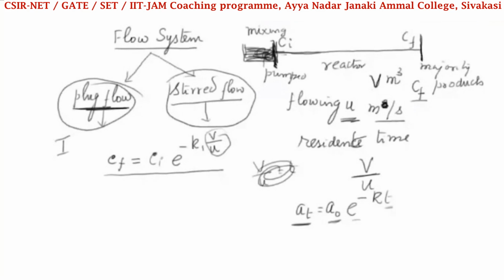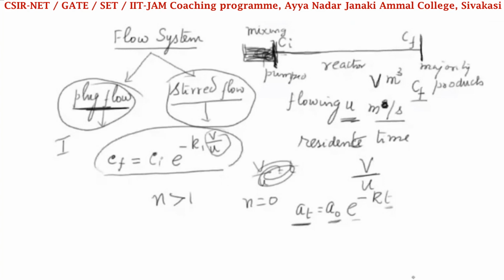For the other order kinetics, for n greater than 1, and for n equal to 0, no general equation is available for the flow system. For n equal to 1, the general equation will not be applicable.